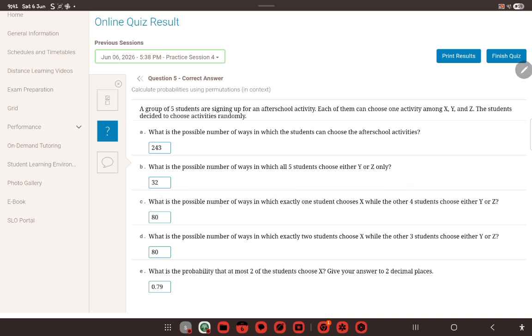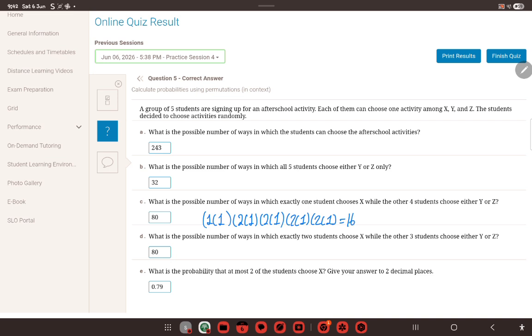Now it says, what is the possible number of ways in which exactly one student chooses X? So he has one option, he chooses 1, while the other 4 students choose either Y or Z. So we have 1C1, then 2C1, 2C1, 2C1, 2C1, which is equal to 2C1 to the power of 4. You should get 16.